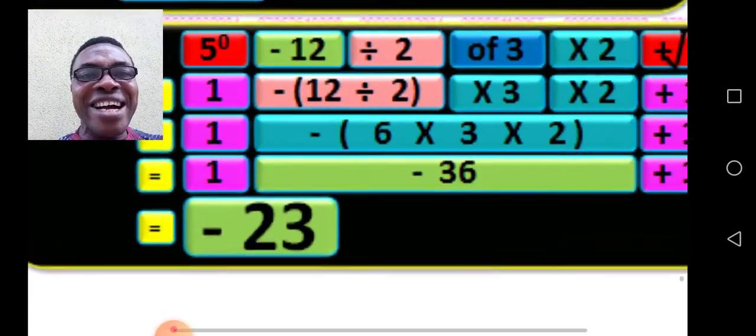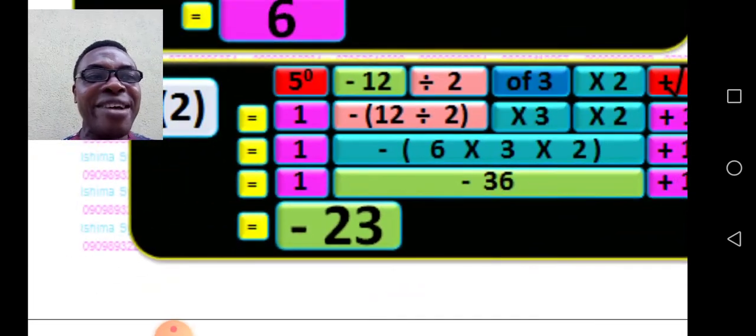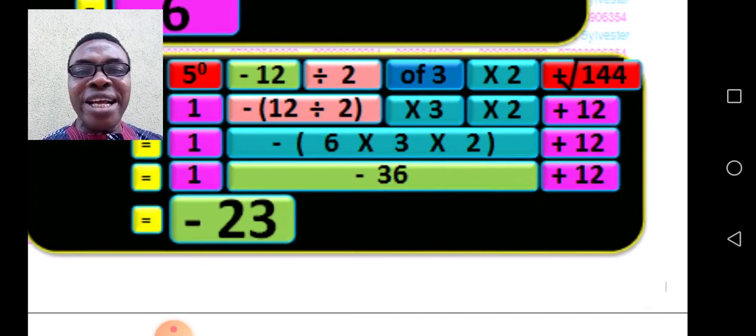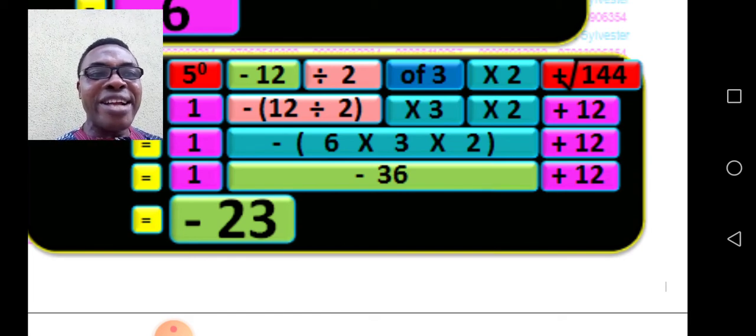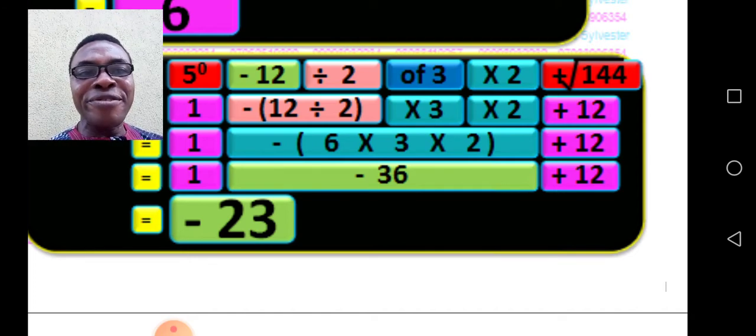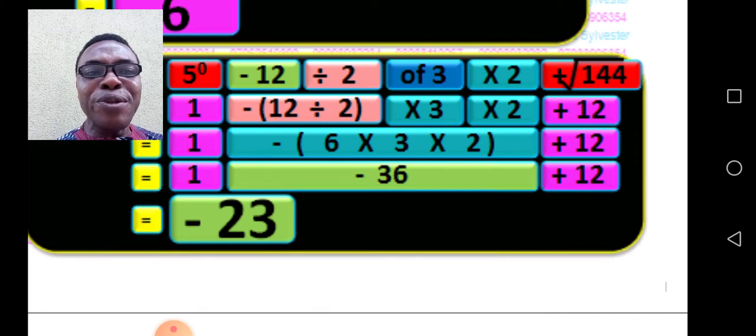Now let's look at the next example here. Example 2. I have 5 to the power 0 as an exponential, and 5 to the power 0 is 1. And then you take a look at another exponential there, that's the square root of 144. The square root of 144 is 12. Now the next thing is your family 2, and that's your division and multiplication. All right, now we have 12 divided by 2. You use a bracket to indicate that.